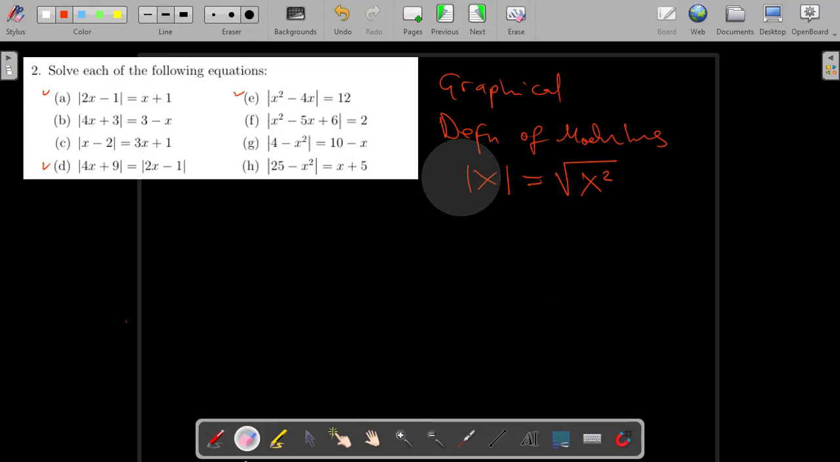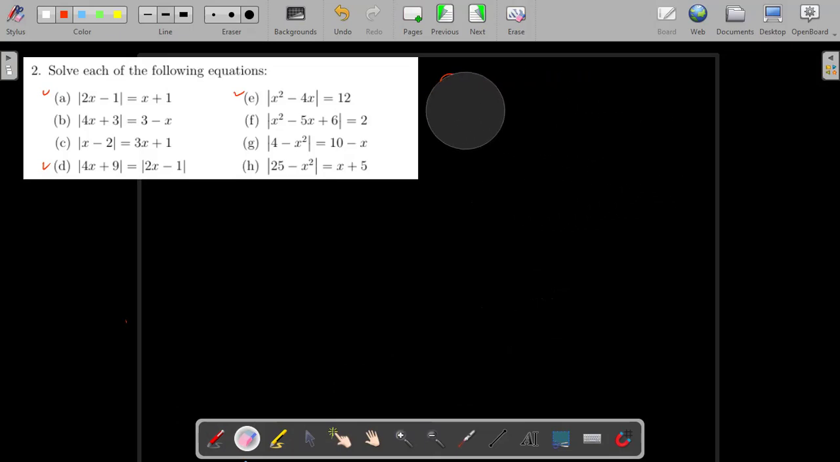We're just going to solve three questions here, the ones checked in red. Question A says: the modulus of 2x minus 1 is equal to x plus 1. How do you solve this? We're going to use the graphical method first.